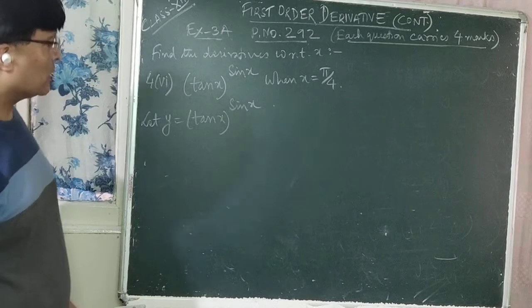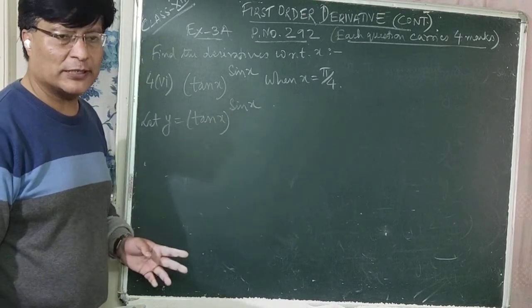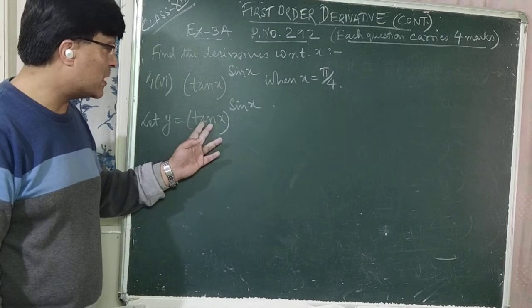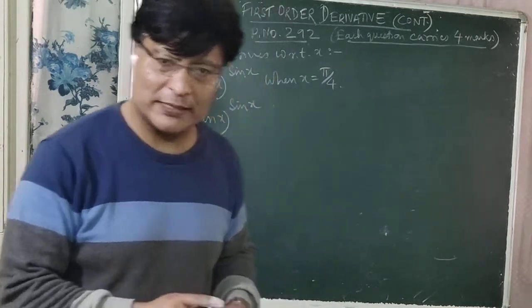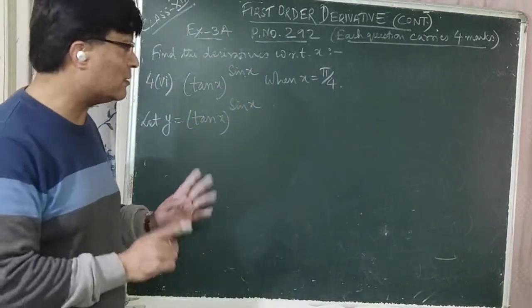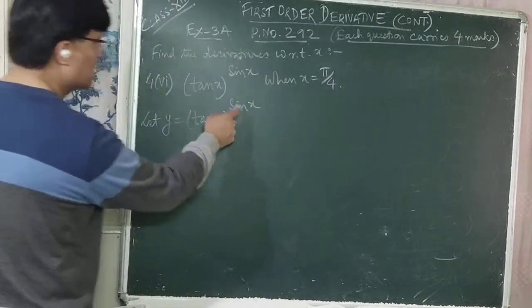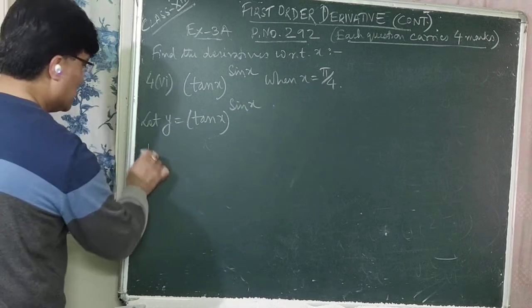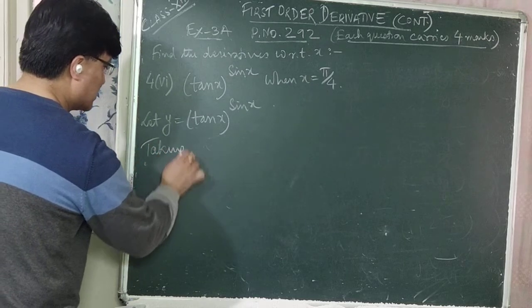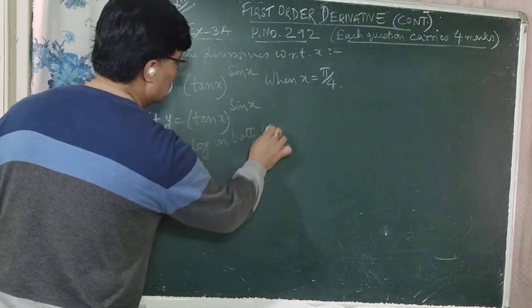So now these both bases and powers are the variables here. If the bases and the powers are the variables, you cannot differentiate it directly. That means you have to take log on both the sides. So taking log on both the sides.